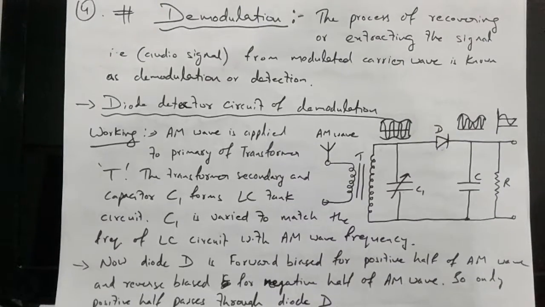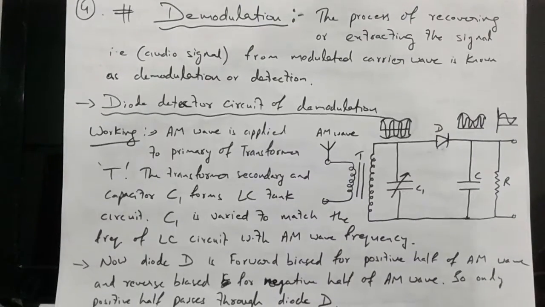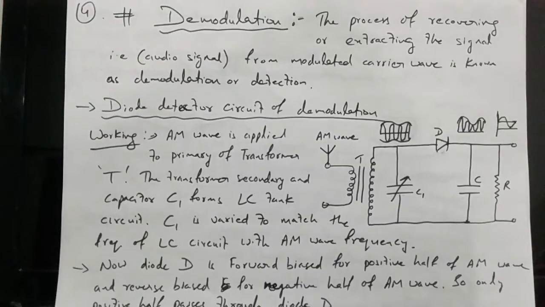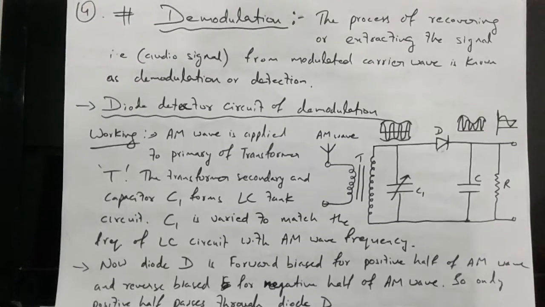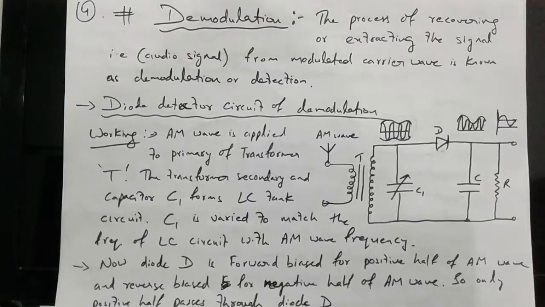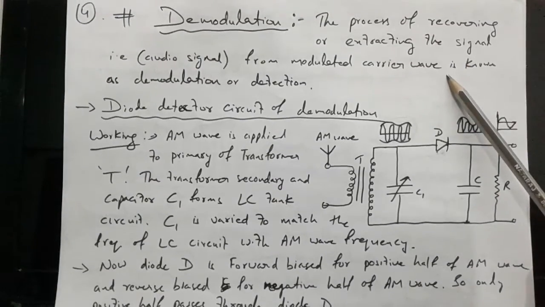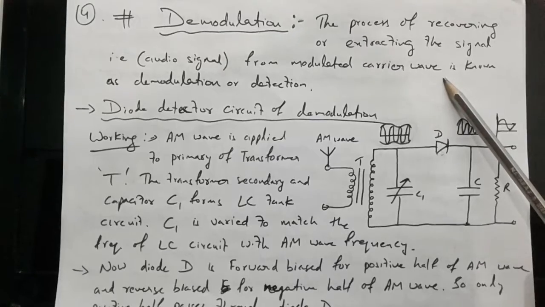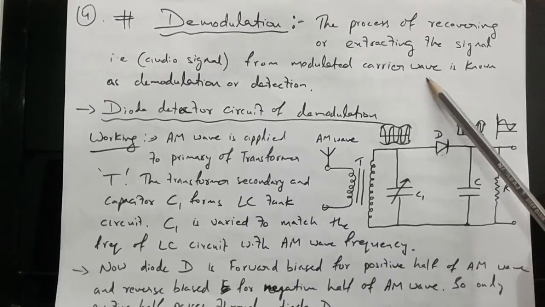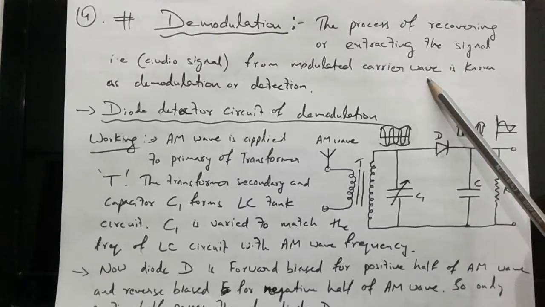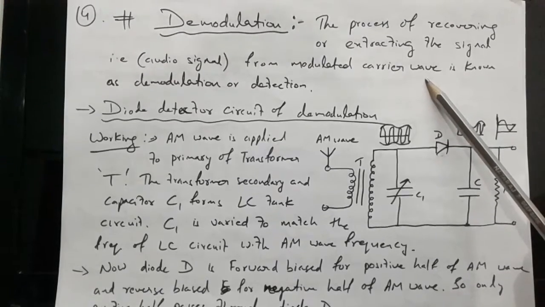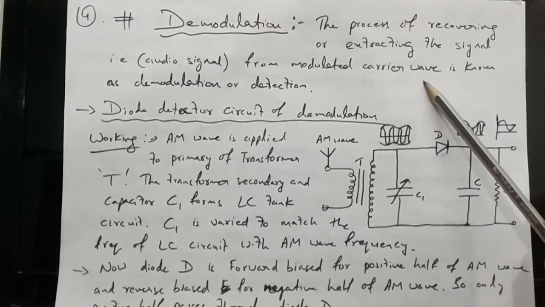Now the other topic which we will discuss in today's lecture is demodulation. So demodulation is exactly opposite of modulation. In modulation, we superimpose the audio or video signal over a carrier wave so that we can transmit that signal from one place to another.